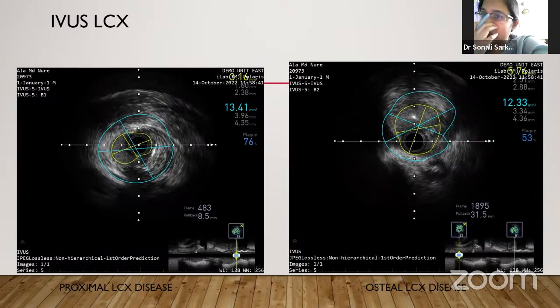The next slide, please. Proximal LCX disease, the ostial LCX disease, the MLA, since the MLA was more than 5, we decided to leave the ostium, but LCX in the proximal portion was significant. But unfortunately, we could not do complete revascularization here since the 4th stent was not available for us. And also the RCA was a very big artery and LCX was relatively small, non-dominant. So I risked leaving it as it is.